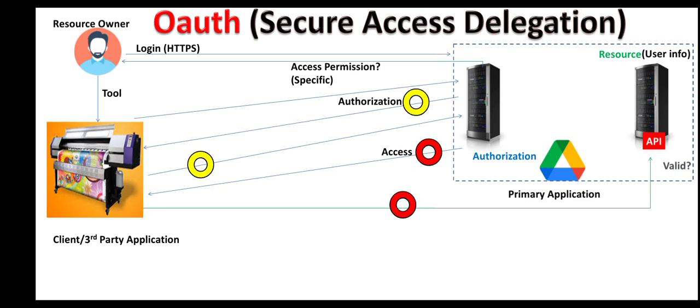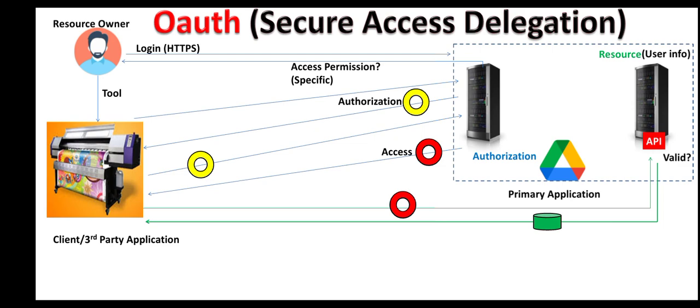So after validating the access token, the particular resource will be provided to the third-party application, and in this case this resource would be the function of printing user pictures hosted on the resource server.